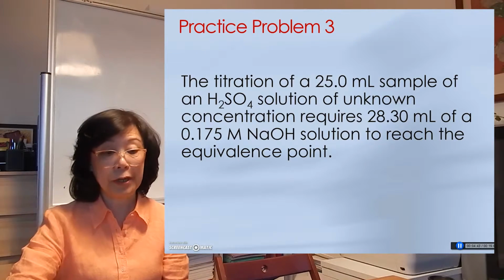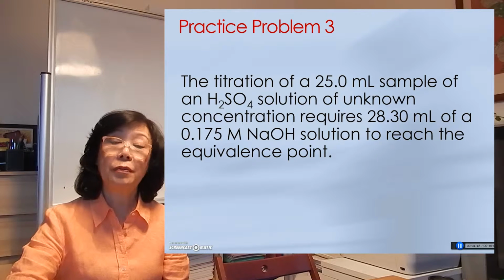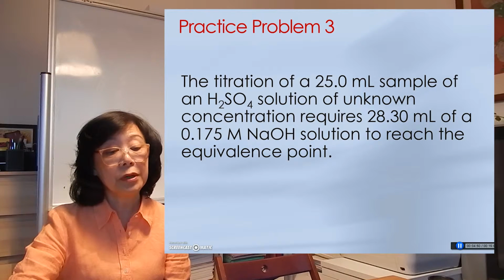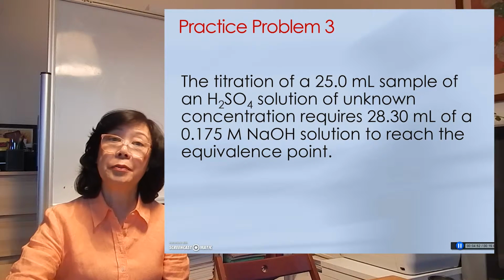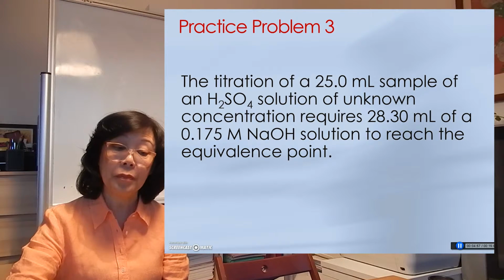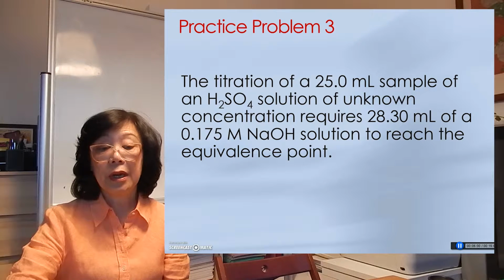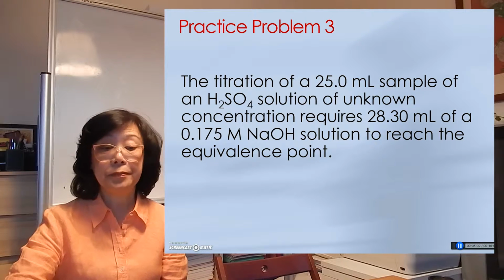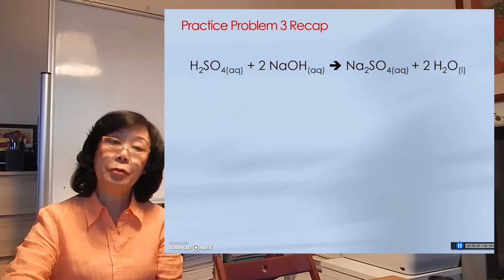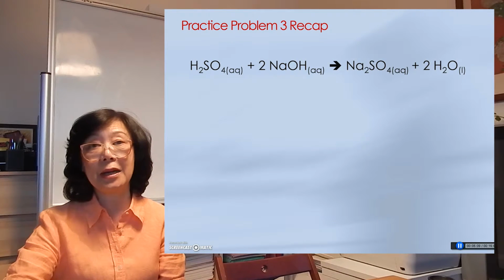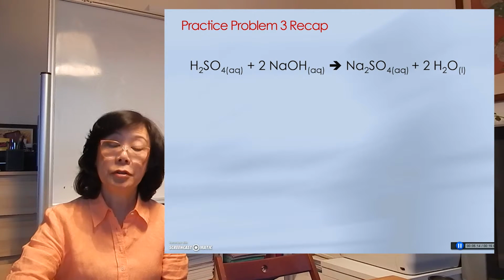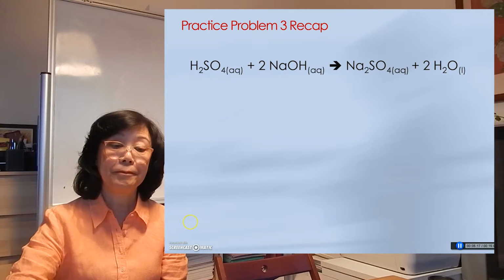Practice problem number 3. When 25 milliliters of sulfuric acid of unknown concentration is titrated with 0.175 molar of sodium hydroxide, I require the use of 28.30 milliliter volume. So what is the concentration of the sulfuric acid? First, we write a balanced equation. As you can see, 1 mole of sulfuric acid will be neutralized by 2 moles of sodium hydroxide to form the salt, sodium sulfate, and 2 moles of water.